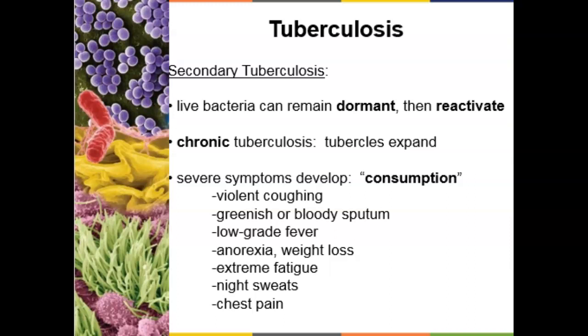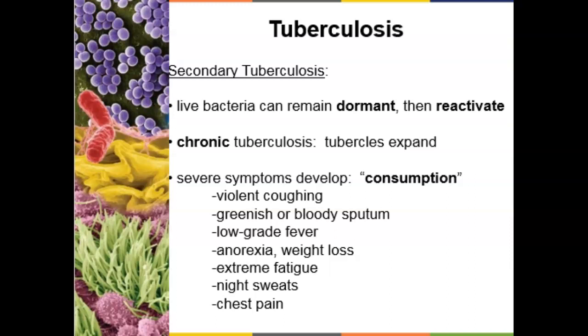All right, secondary TB is what happens when the live bacteria from the tubercles become reactivated, and they will generally expand, or they get out of the tubercles, and then you start the process all over again. All right, and in this case, you develop more tubercles. All right, there is chronic tuberculosis where those tubercles just expand over time, and eventually it takes over the lung tissue.